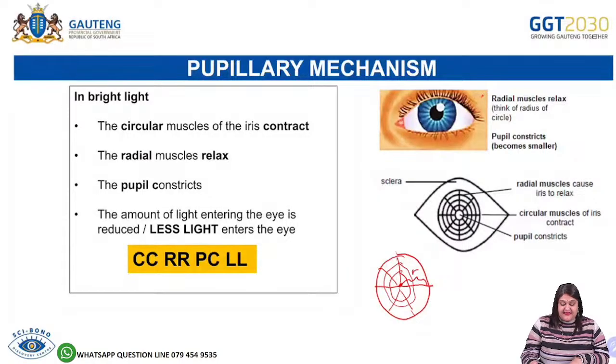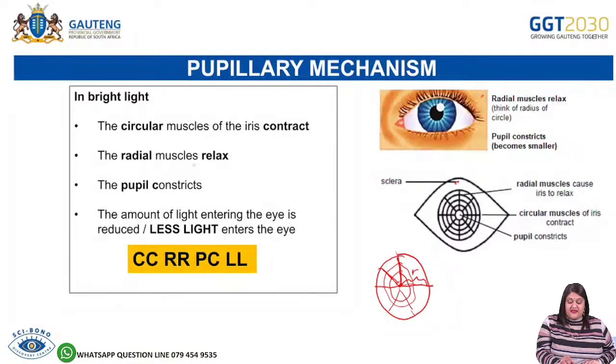So here they're showing us that in bright light, the radial muscles are going to relax. All of these that are going this way, they are going to relax. Okay, in bright light, and this is going to cause the pupil to become smaller. So if you look at this picture, it says the radial muscles relax, the circular muscles contract, and the pupil constricts. It becomes smaller. Okay, and then this is just showing us the sclera. So that's exactly what you're going to say. In bright light, the circular muscles of the iris contract, the radial muscles relax, the pupil constricts, and the amount of light entering the eye is reduced, or less light enters the eye.